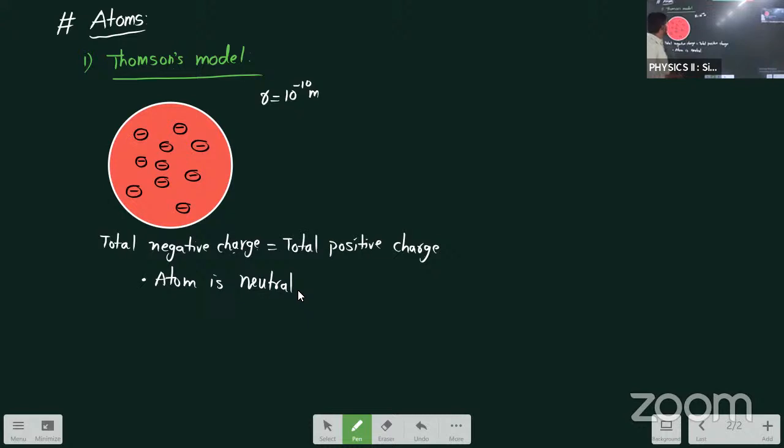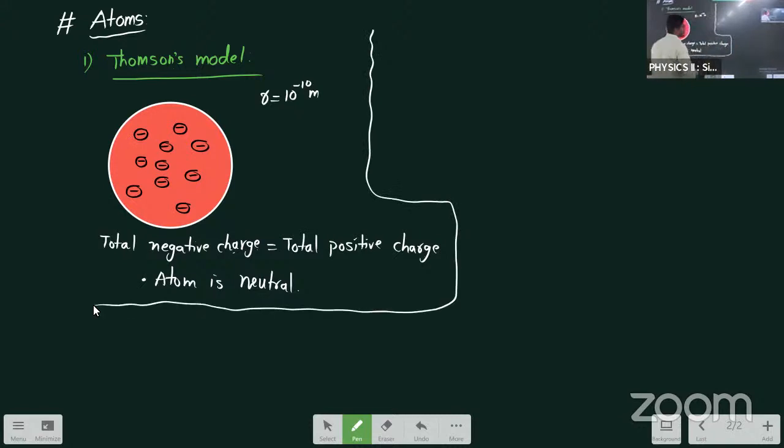So what was the theory given by Thomson? He said that the atom is a positively charged sphere with the positive charge uniformly distributed throughout it. Electrons are embedded inside this sphere, and the total negative charge equals the total positive charge, so the atom is neutral. After this, Rutherford was performing an alpha scattering experiment. This is the failure of Thomson's model.